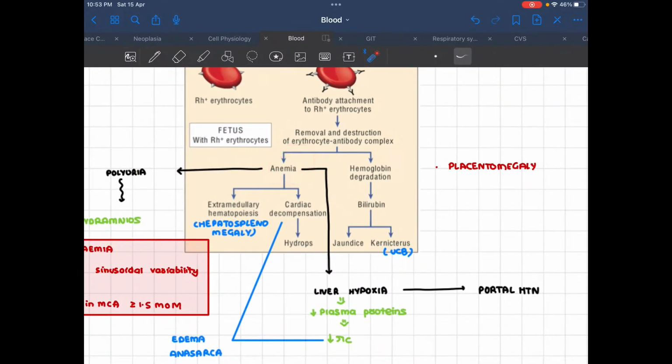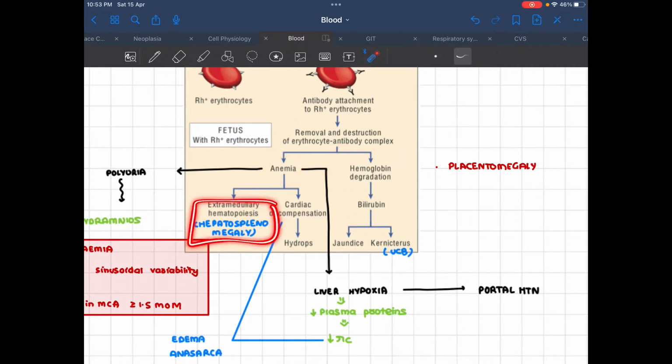Anemia, if it is undergoing, liver hypoxia में जा सकता है, and that can decrease your formation of your plasma protein, which is responsible for your plasma oncotic pressure, and that's going to lead to your edema and anasarca in the baby. As well as whenever there is anemia in the bone marrow, you're going to see extramedullary hematopoiesis either in the liver or in the spleen.